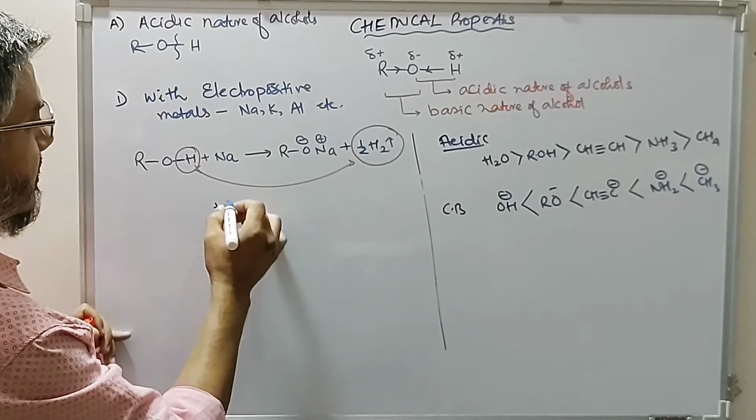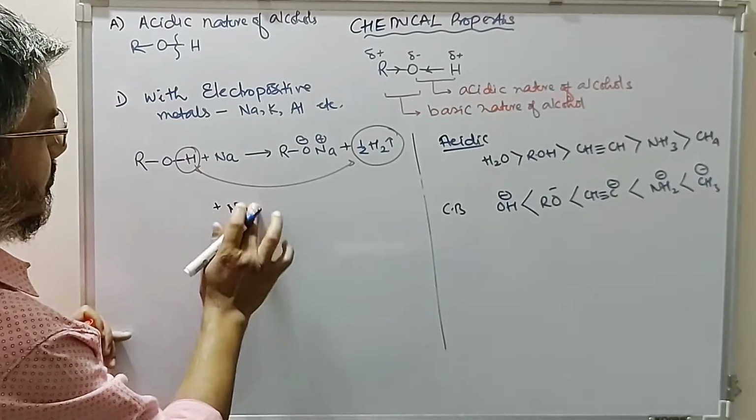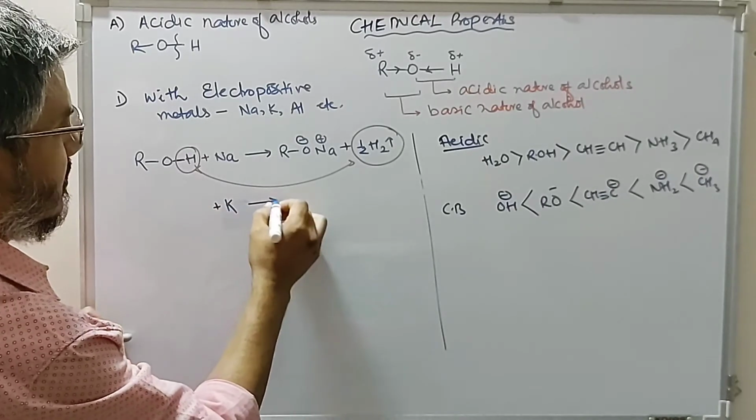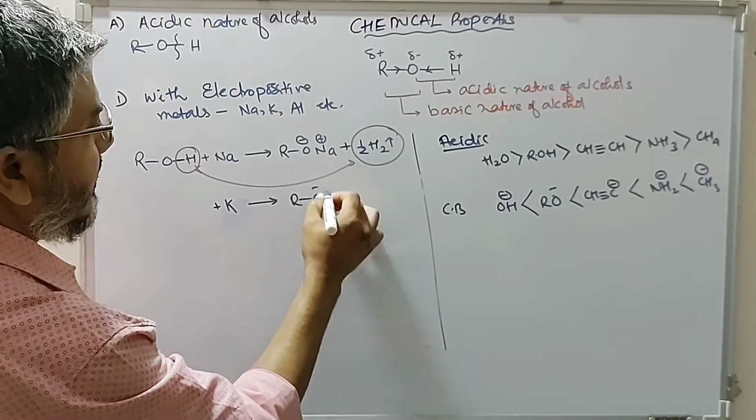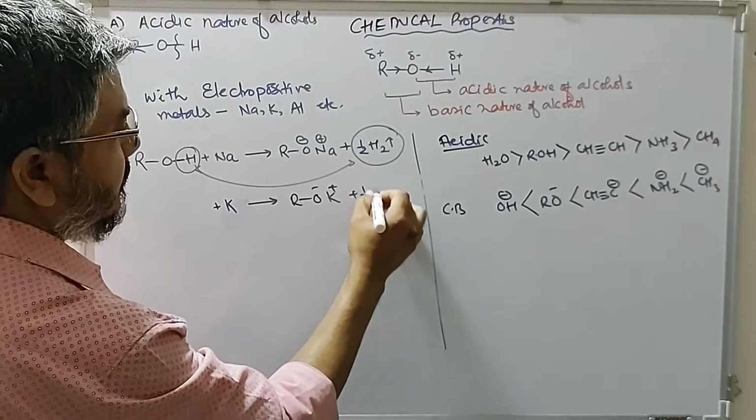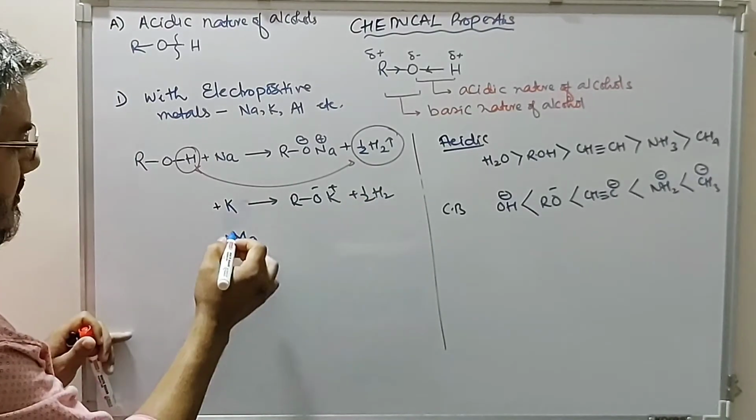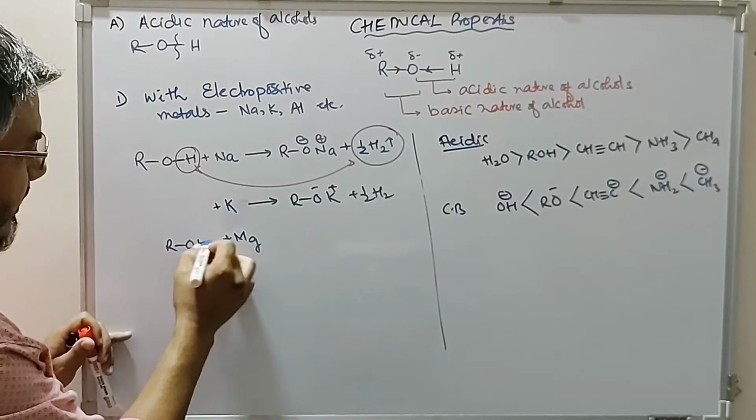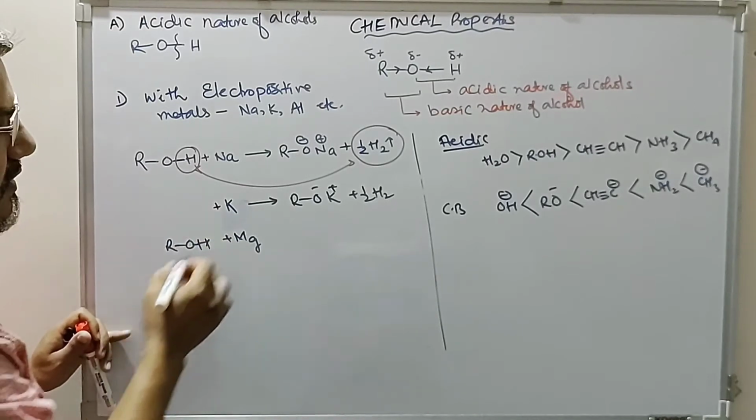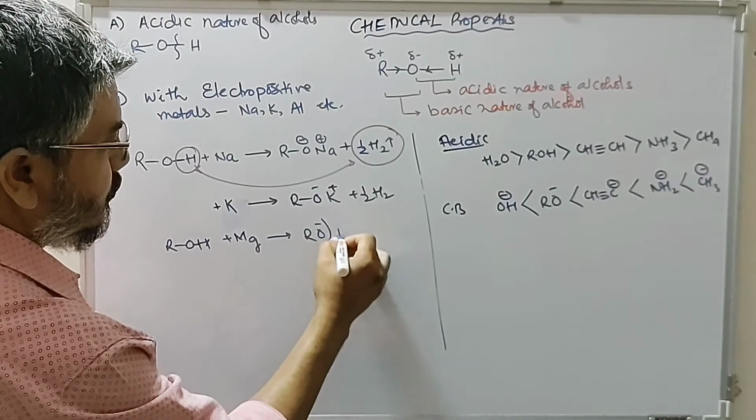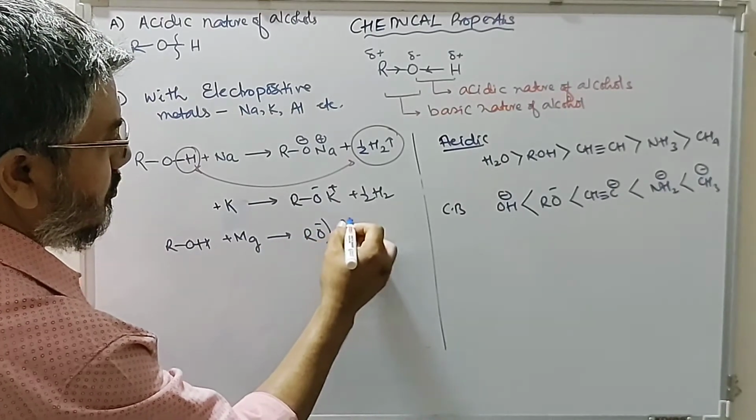Similarly, we can have a look at potassium. Take this potassium. We can again write RO minus K plus plus half hydrogen. Take this with magnesium. But look at this: ROH reacts with magnesium to give RO minus 2 Mg 2 plus.